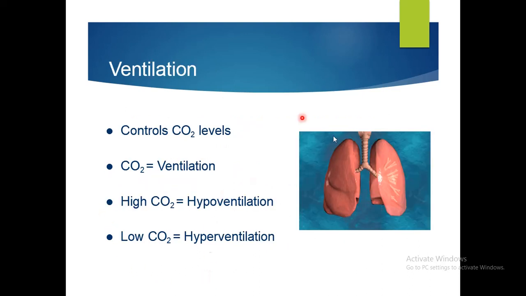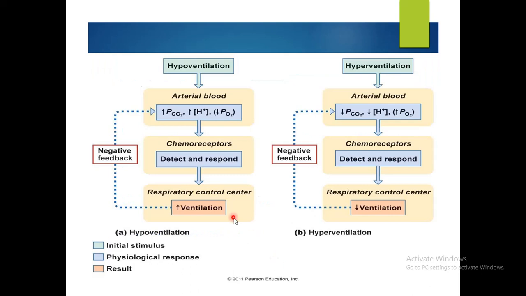So here you can see ventilation is the key responsibility of the lungs, which control the carbon dioxide levels. The carbon dioxide level in the body is directly related to ventilation. High carbon dioxide levels will lead to hyperventilation, and low carbon dioxide will lead to hypoventilation. So here we can see the effects of hypo and hyperventilation on the arterial blood gases.